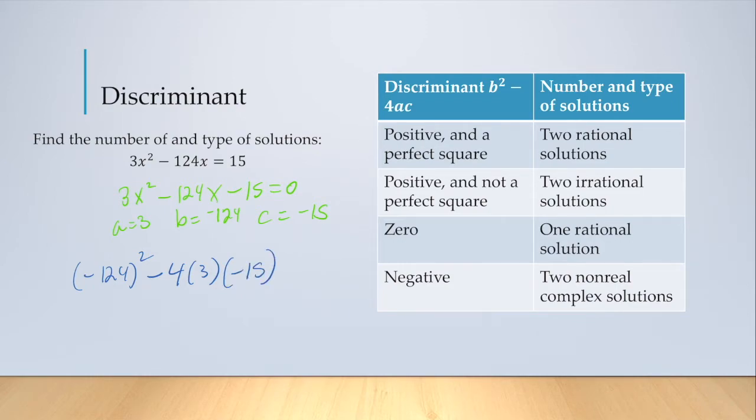So I get 15,376 plus 4 times 3 is 12 times 15 is 180. That gives me 15,196. I'm going to take the square root of that to see if it's a perfect square, because I don't know that one off the top of my head. And it is not a perfect square, but it is positive. So again, we're going to have two irrational solutions.